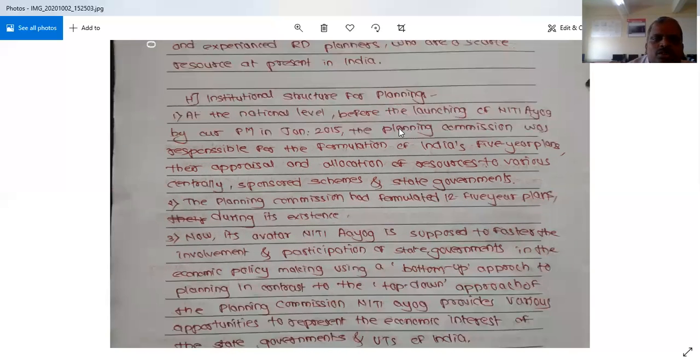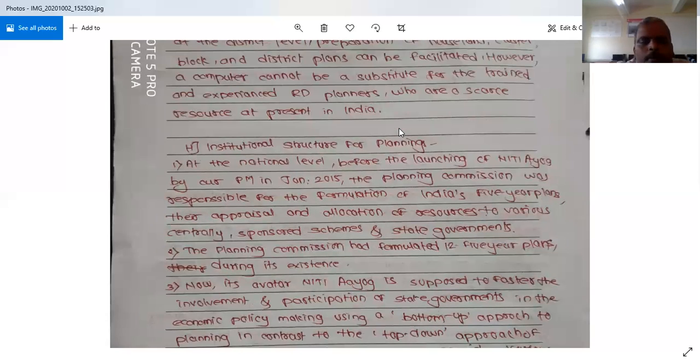Next is the institutional structure for planning. At the institutional level, before the launching of Niti Aayog by our Prime Minister in January 2015, the Planning Commission was responsible for the formulation of India's 5-year plan. Before Niti Aayog, the Planning Commission was there, before this Modi government. At that time, the Planning Commission was responsible for formulation of all types of 5-year plans.